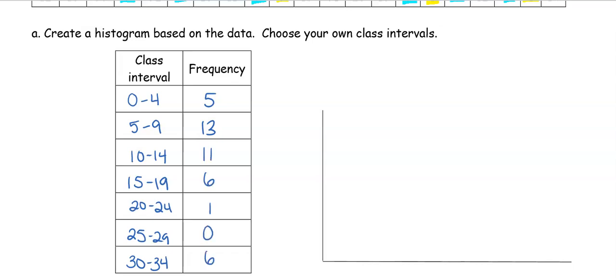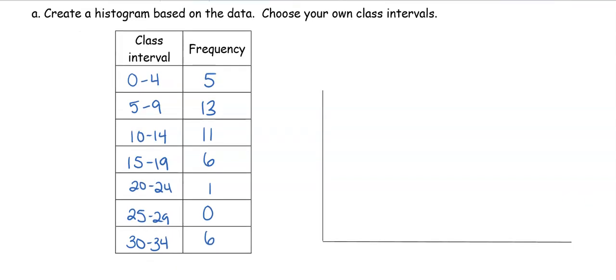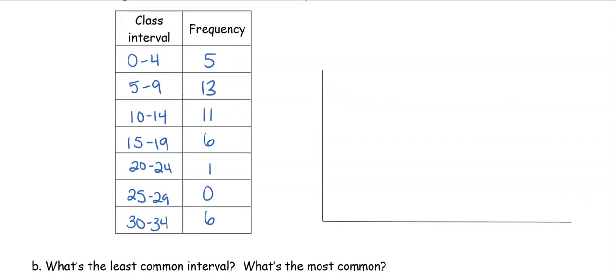All right, so if you counted correctly, there would have been 11 students that had 10 to 14 cousins, 6 for the next one. There are no students that had between 25 and 29, but there were 6 students had between 30 and 34 cousins. All right, so let's go ahead and take this information and create our histogram.